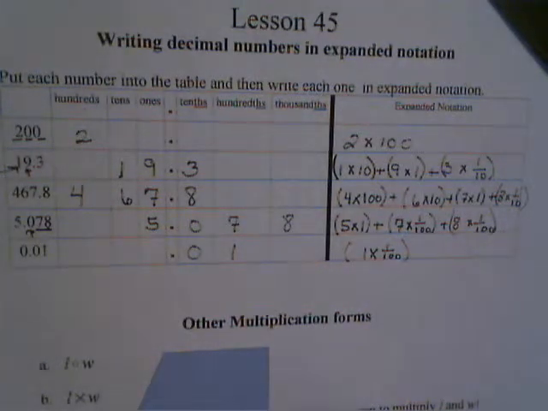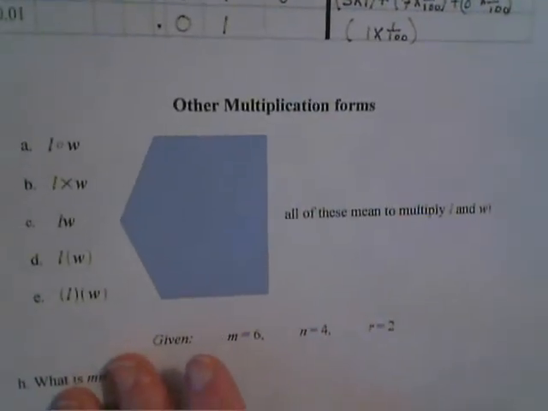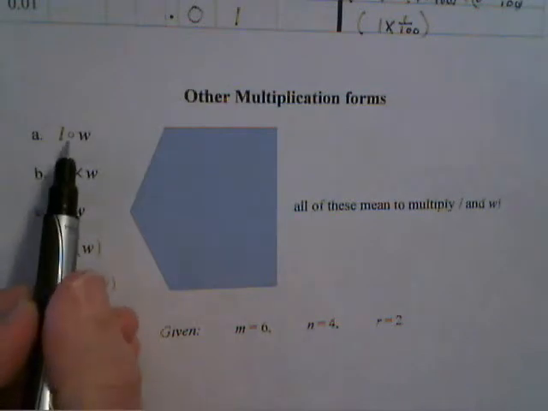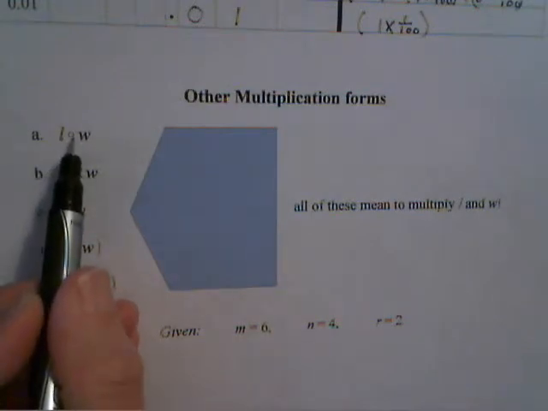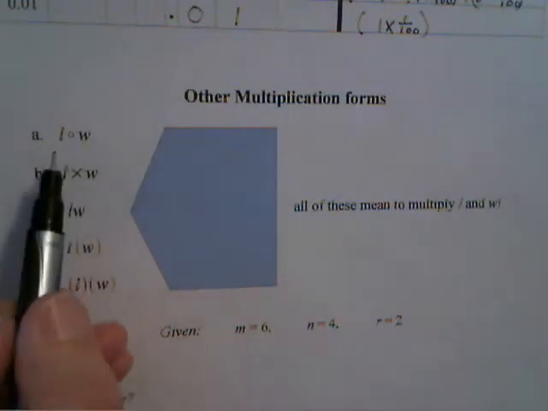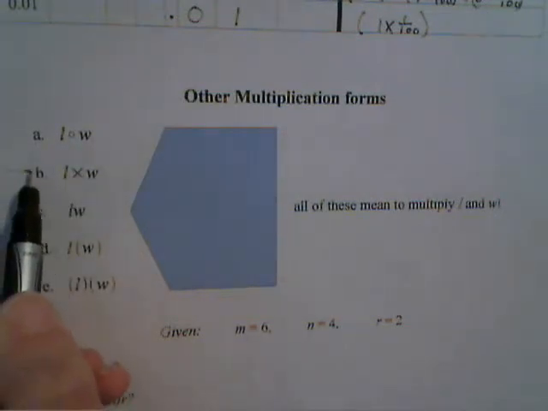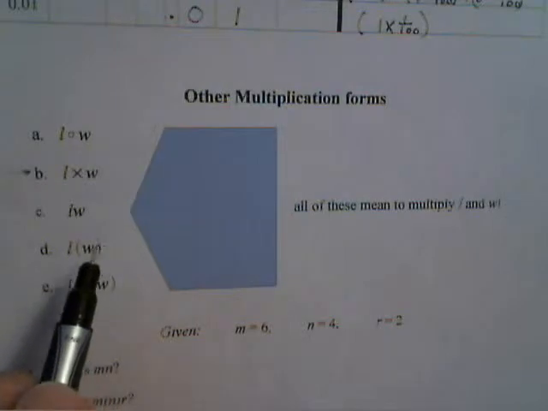The next section of lesson 45 deals with different ways to represent multiplication. All of these forms, L with a little dot, W, that just means L times W. This is our standard form, L times W, that we're used to seeing.